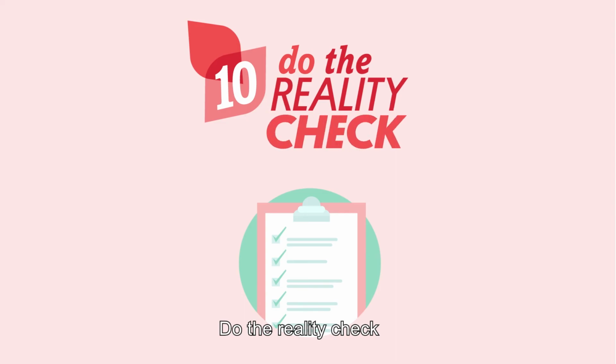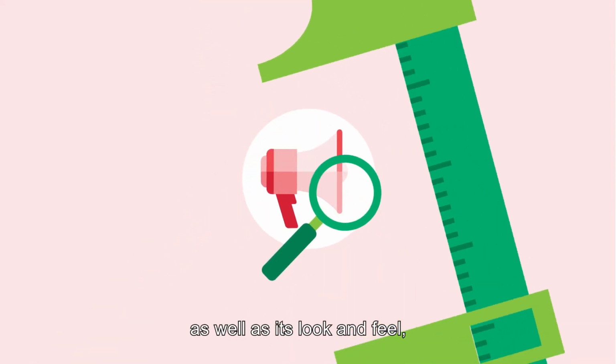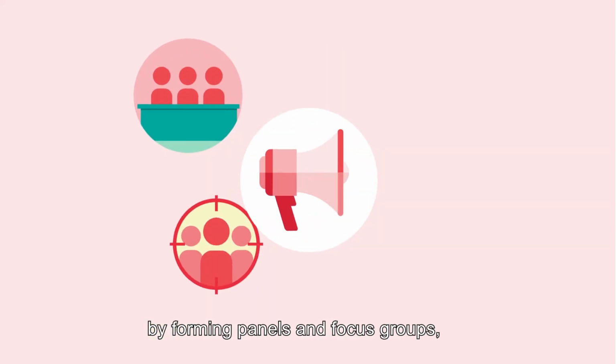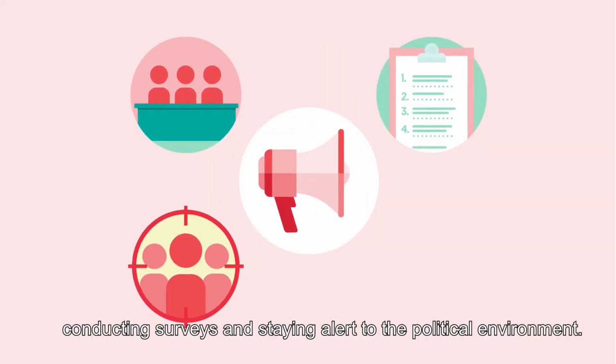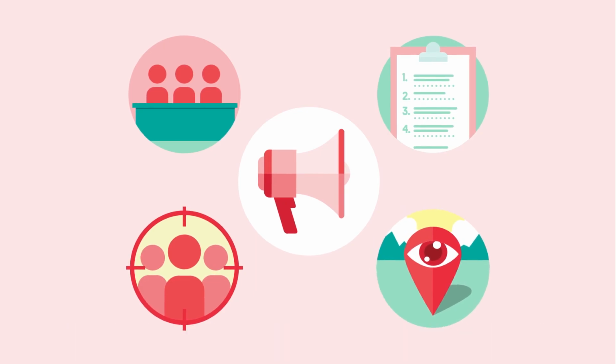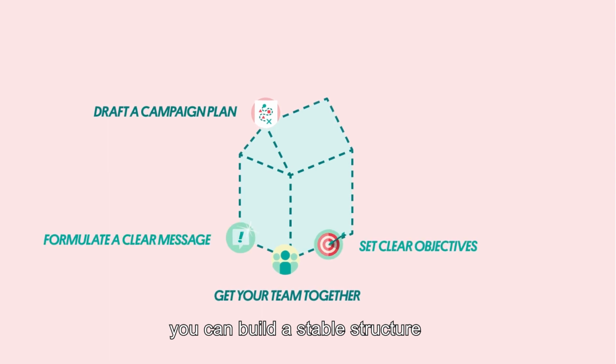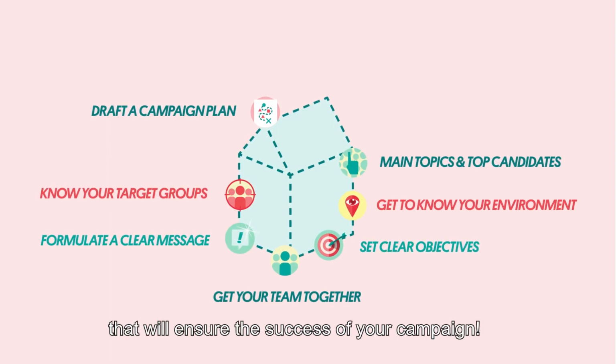10. Do the reality check. Test your campaign's content as well as its look and feel by forming panels and focus groups, conducting surveys, and staying alert to the political environment. Taking these 10 steps to heart, you can build a stable structure that will ensure the success of your campaign.